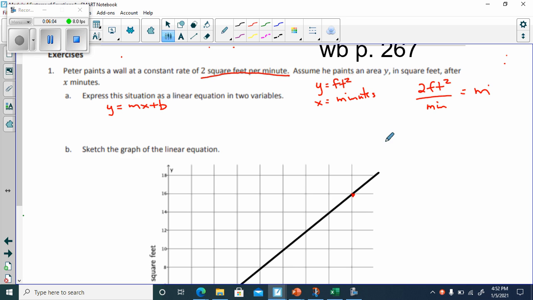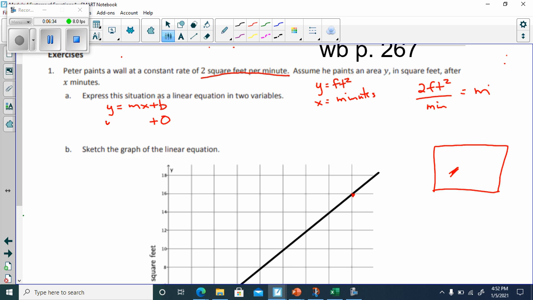Think about this. If Peter is painting a wall, here we got a nice little wall, okay? And he's trying to paint that wall. He's rubbing on paint. At time 0, at 0 minutes, how much of the wall has he painted? Well, if you read here, it doesn't say anything about any of the wall being painted before he got started, does it? So we have to assume that he has 0 square feet painted whenever he starts.